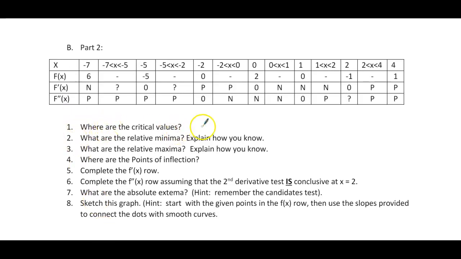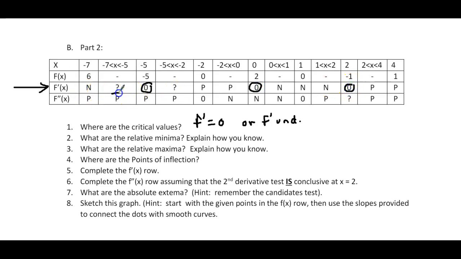All right, so for number 1, we're looking for critical values. Critical values are where the first derivative either equals 0 or is undefined. And so we're going to look at the f prime row, and we're going to look for anywhere where f prime is 0 or undefined. That would be here, and here, and here.